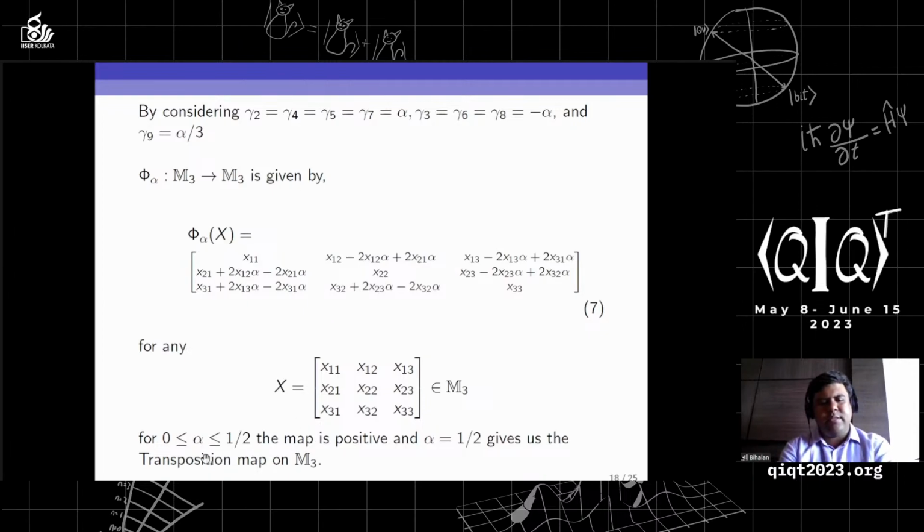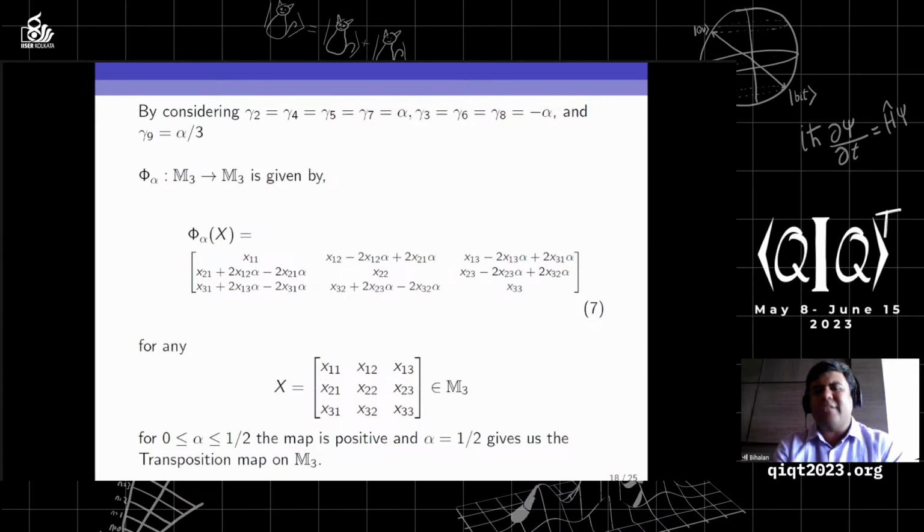For alpha between 0 and half, this map is positive, and alpha equal to half again gives me the transposition map. It's a 3x3 transposition map. So again, this is a one parameter generalization of transposition on M3, just like we did with the one parameter generalization of the transposition map in M2.